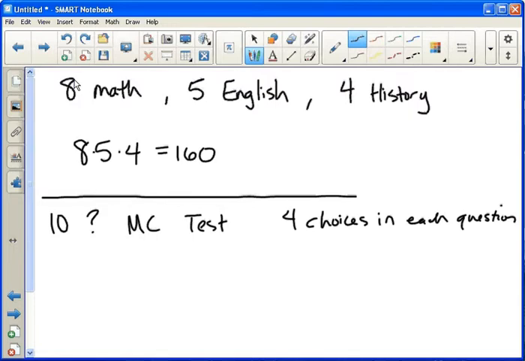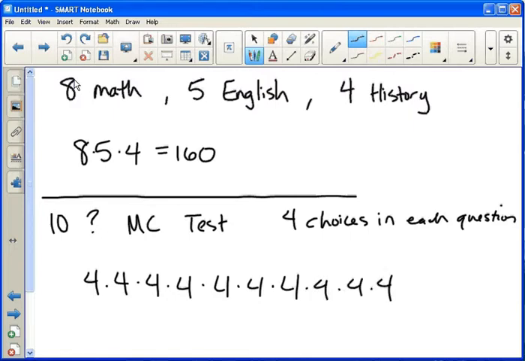Well, how many different ways can you answer question number 1? 4. How many different ways can you answer question number 2? 4. 4, 4, 4. So all 10 of them, let's see, 1, 2, 3, 4, 5, 6, 7, 8, 9, 10. So each one of them could be answered 4 different ways, and there are 10 questions. So you just do 4 to the 10th power, basically, which turns out to be 1,048,576. So there are 1,048,576 different ways you could possibly answer this multiple choice test.